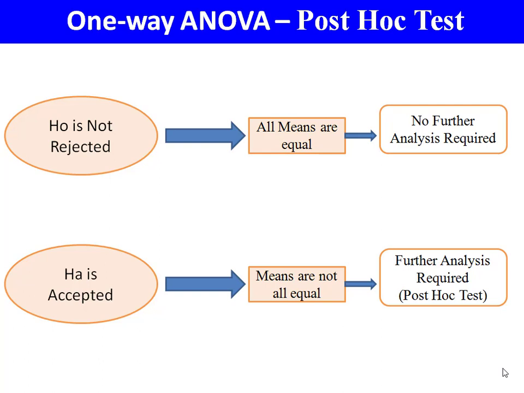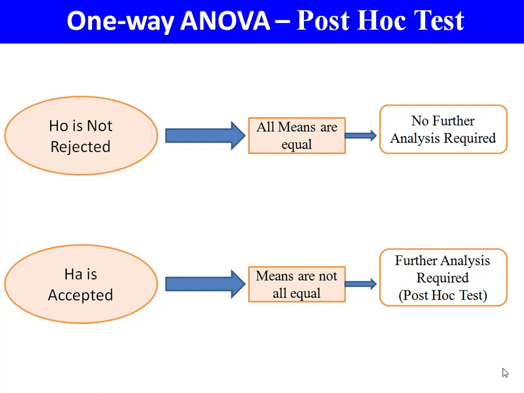ANOVA only tells us whether there is an overall difference between groups, but it does not tell which specific group is different from the others. Post hoc tests are used when the null hypothesis is rejected. This helps us to find out which groups significantly differ from others with respect to the mean.